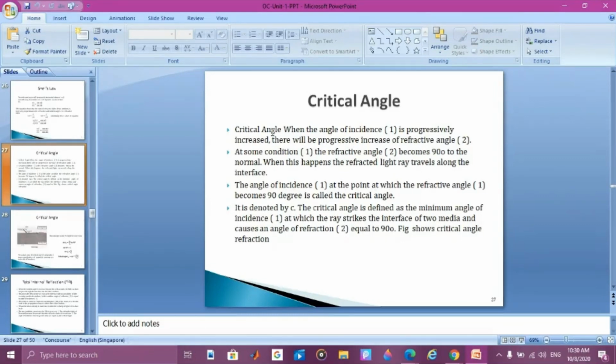Okay வா, அது progressively increase ஆயிட்டே போச்சுன்னா there will be progressive increase of refractive angle. So angle of incident increase ஆயிட்டே போச்சுன்னா refractive angle increase ஆகும். So at some condition 1, the refractive angle 2 becomes 90 degree to the normal. Okay வா, so the angle of incident increase ஆயிட்டே போகும்போது அந்த refractive angle increase ஆயிட்டே வரும்போது ரெண்டும் எங்க போய் மீட் ஆகும்? நார்மல் 90 டிகிரி நார்மல்ல போய் ரெண்டும் மீட் ஆயிடும். So when this happen, the refracted light ray travel along the interface.